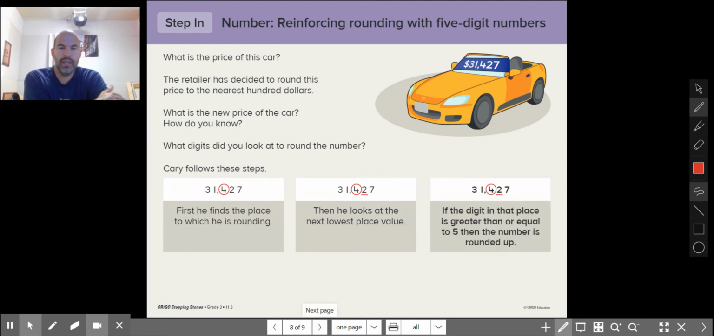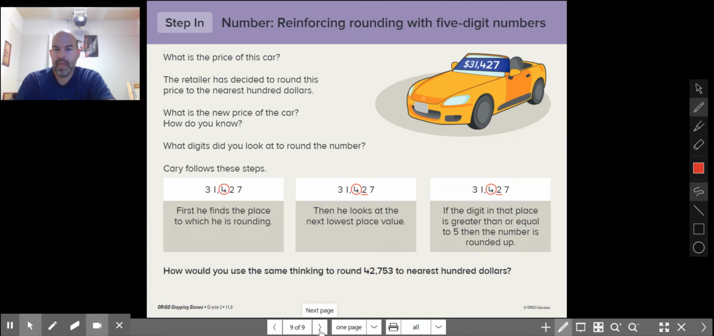And then we followed the steps where it says, if the digit in that place is greater than or equal to 5, then the number is rounded up. But in this particular case, it was less than. So how could you use the same thinking to round 42,753 to the nearest 100?